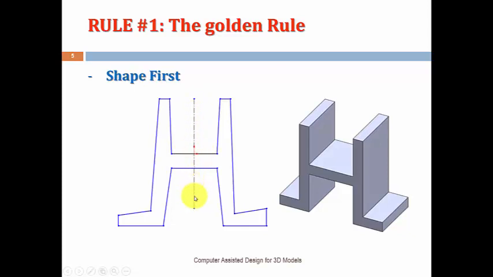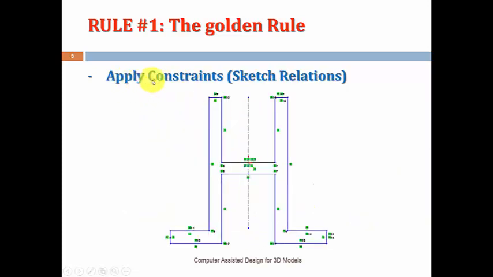I need a center line, because obviously this model is symmetric about an axis that passes through the center of this part. So this is my center line, my axis of symmetry, and then roughly I will draw the profile. Don't worry about the dimensions or the size, just roughly sketch the shape of the front view, how it looks when we look from this side. So shape first, and then apply constraints, which means we are going to add sketch relations.